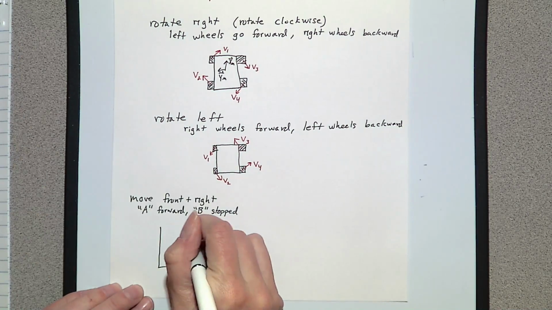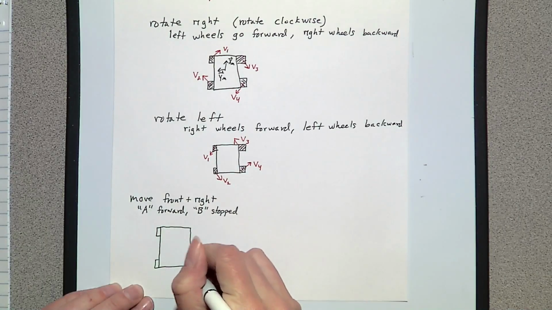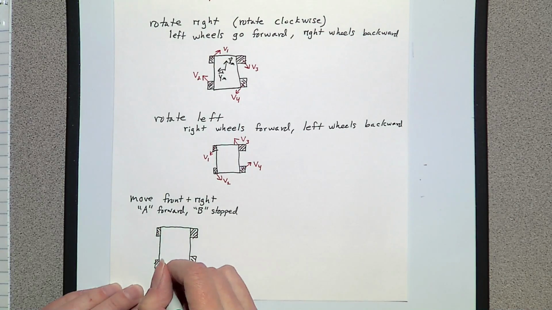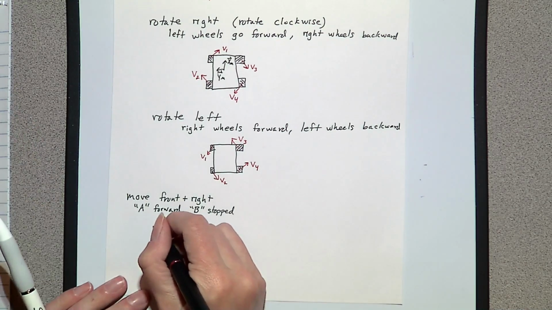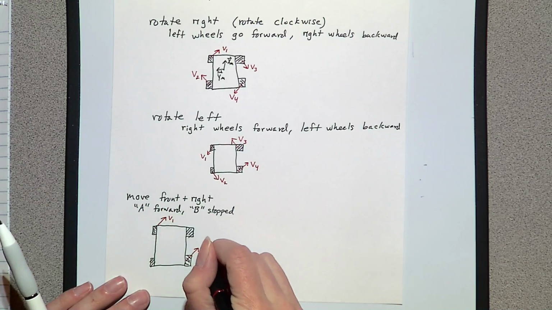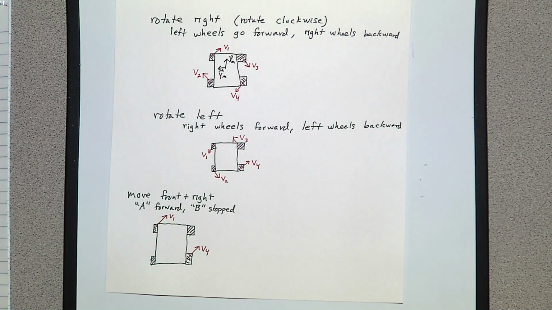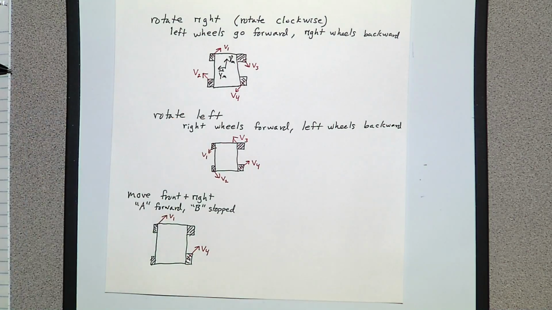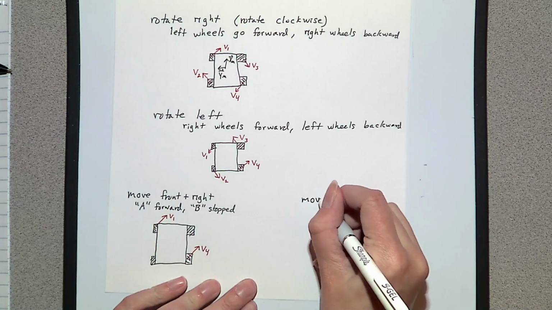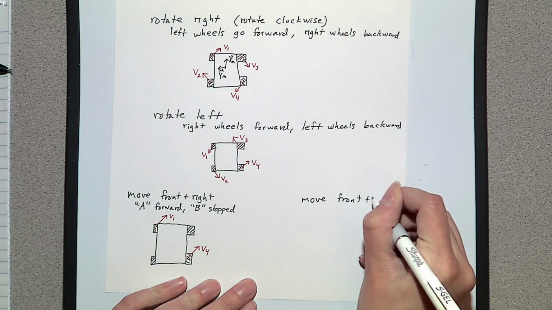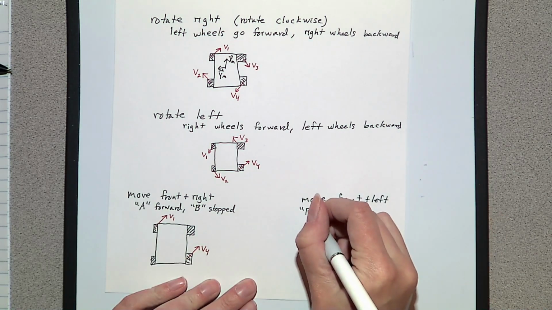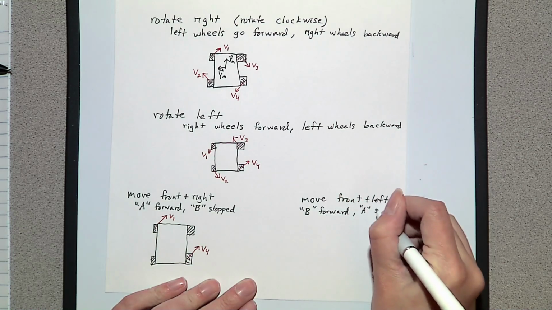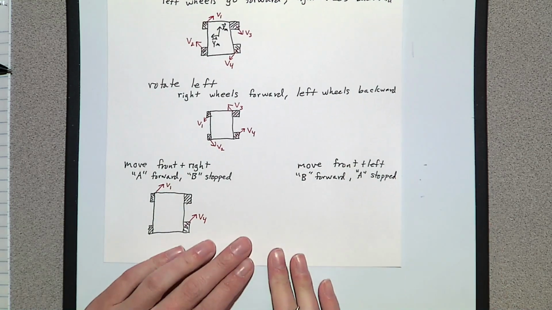So in this case, our A wheels are going forward. And then the B wheels just have no applied velocity. So you can clearly see that we're going front right direction. Move front and left. Same kind of idea. B forward. A stopped.